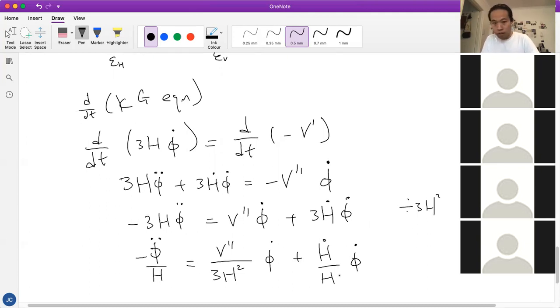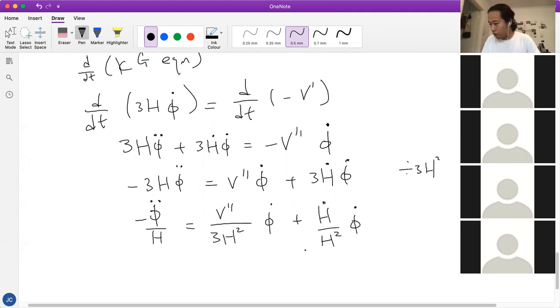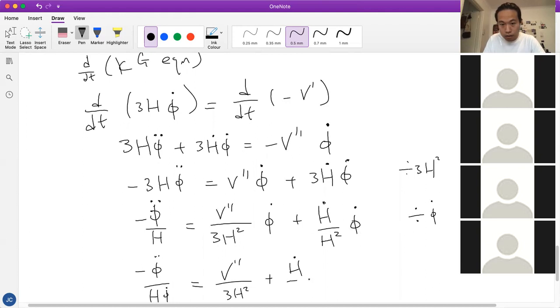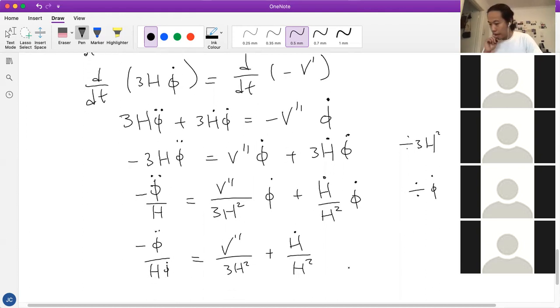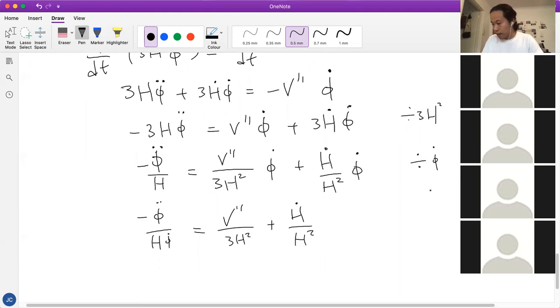Did I get this correct? No, this is a h squared, sorry. Yep, okay, everything works out. Okay, and then now divide everything by phi dot. So you get minus phi double dot over h phi dot equals v double dash over 3h squared plus h dot on h squared. Okay, now it's getting closer.